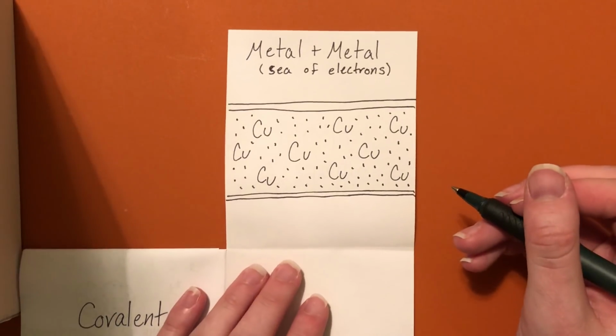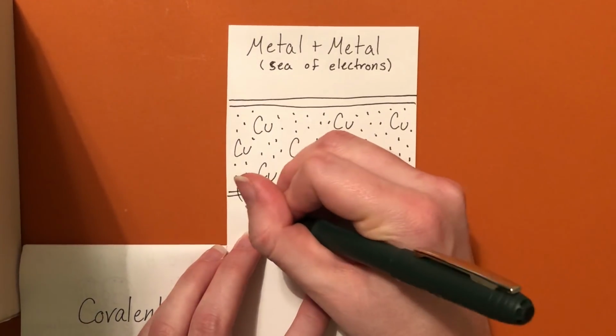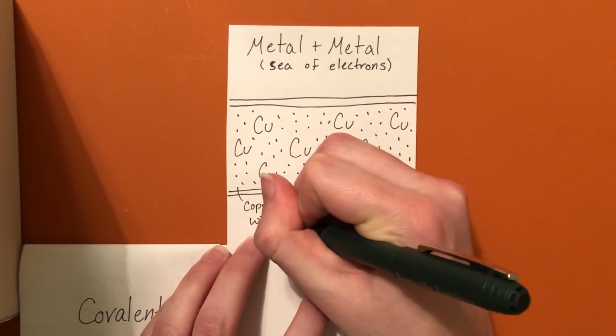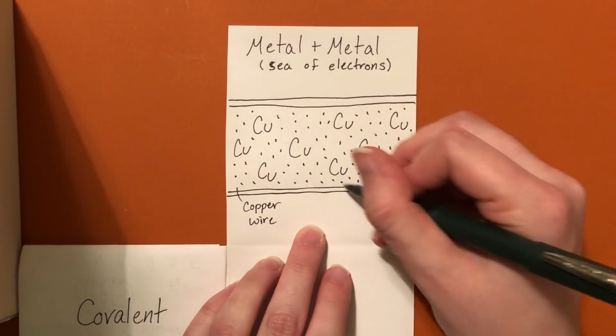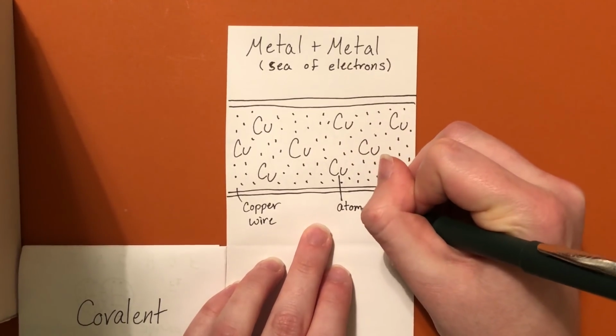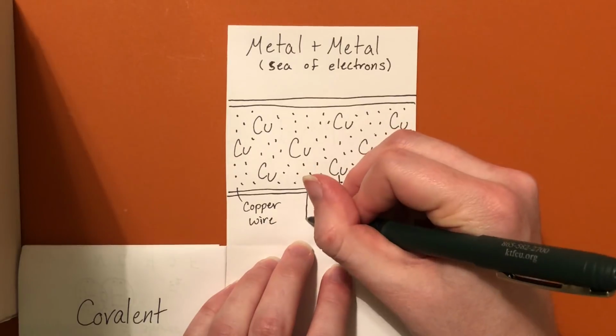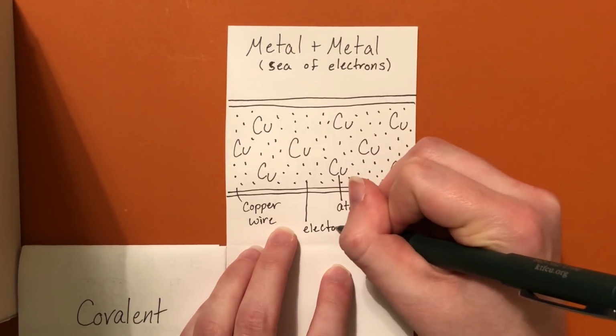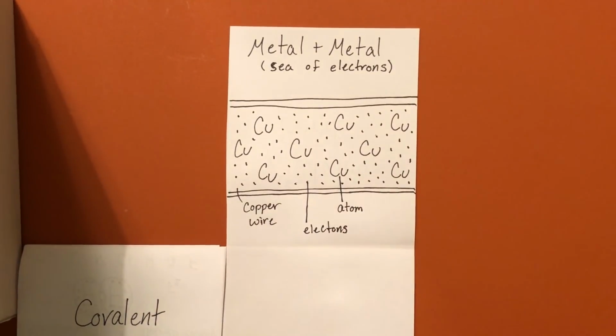So just to label a few things, this whole thing right here is a copper wire. Just a bunch of copper atoms. This right here is an actual atom. But all these tiny little dots right here are my electrons. Okay?